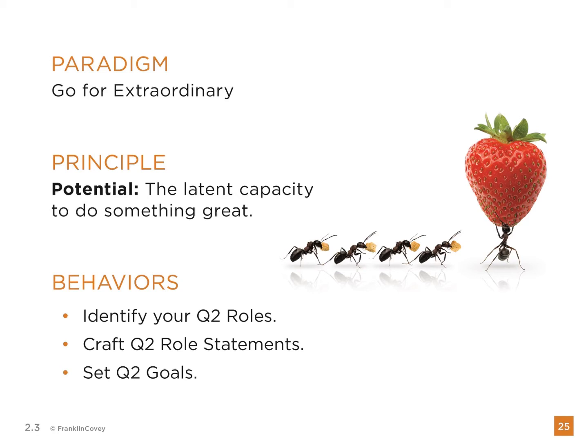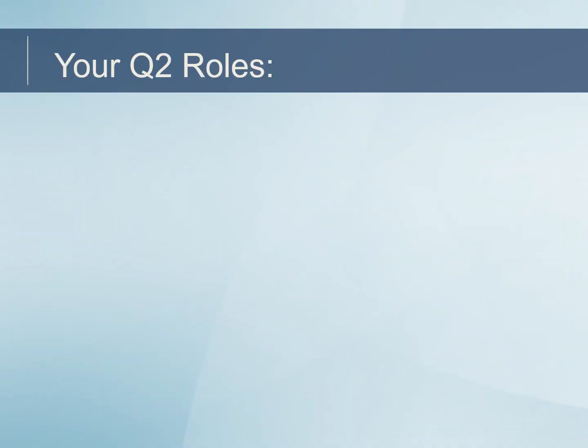The principle we're going to be looking at is that potential, which is the latent capacity to do something great. And the behaviors we're going to use to fulfill that potential is identifying the Q2 roles, craft a Q2 role statement, and set Q2 goals. So this is not about tasks that need to be done. These are about choices that you're going to be making.